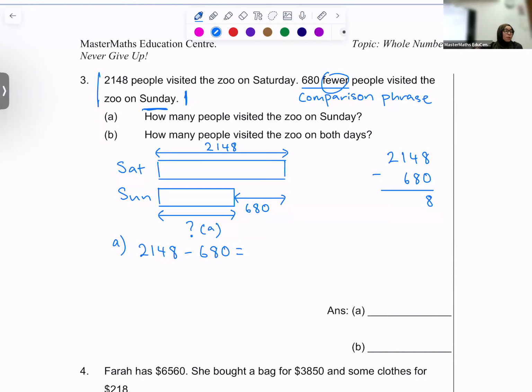All right, so 4 cannot minus 8, right? What do we do? We borrow from the place beside it, okay? Now, look carefully. Don't borrow from 2 first, okay? Don't borrow from 2. We borrow from 1. When you borrow from 1, the 1 becomes 0. Then where does the 1 go? The 1 goes to the 4. Okay?